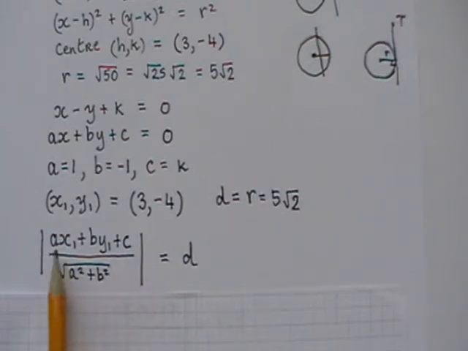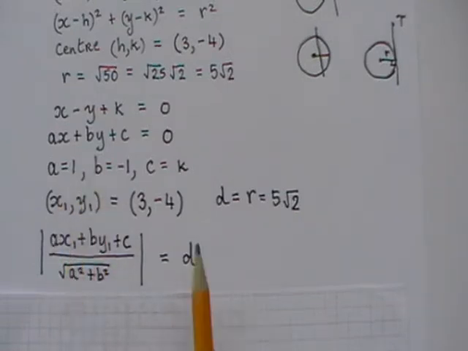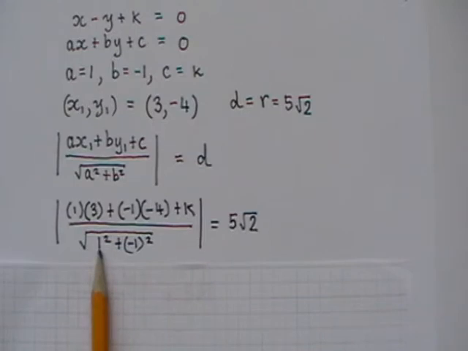Here's the formula for the perpendicular distance. We have a lot of substitution to do. A will be 1, x1 3, b minus 1, y1 minus 4, c will equal k, a will still equal 1, b will still equal minus 1, and d will equal 5 root 2. It's going to be difficult to be accurate with so much substitution. Be careful. So here we have the absolute value of a x1 plus b y1 plus c over the square root of a squared plus b squared equals d.